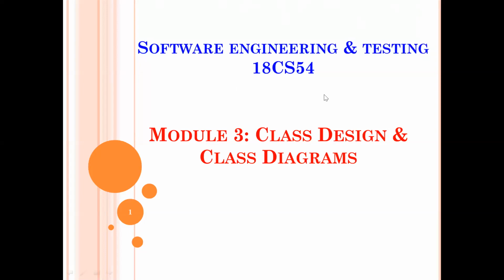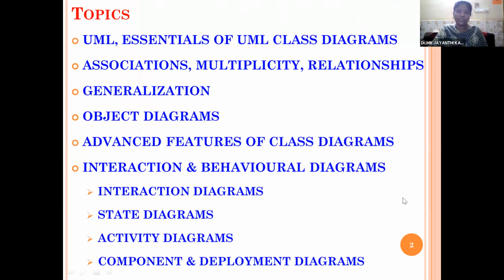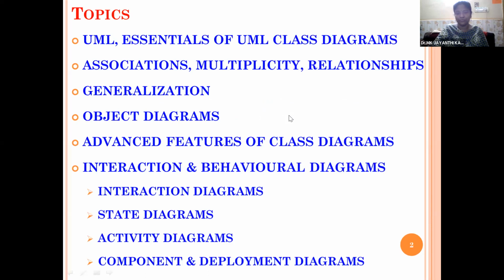Yes. So here we are going to discuss UML, essentials of UML class diagrams, associations, multiplicity and relationships, generalization concepts, object diagrams, then advanced features of class diagrams, interaction and behavioral diagrams, interaction diagrams, state diagrams, activity and component deployment diagrams. So these are the concepts we are going to study in this particular module. So first topic is UML, essentials of UML class diagrams.